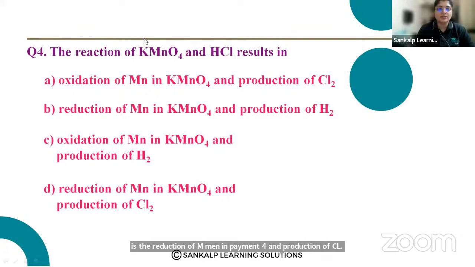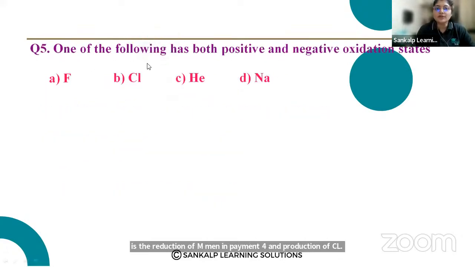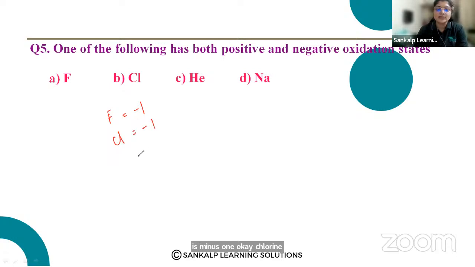Next question. One of the following has both positive and negative oxidation states. Which of the following will have both positive as well as negative oxidation state? Fluorine is minus 1. Chlorine is minus 1. Helium is 0.